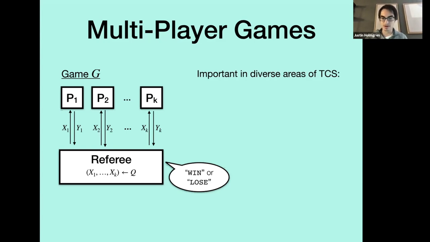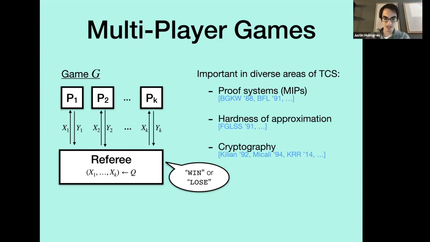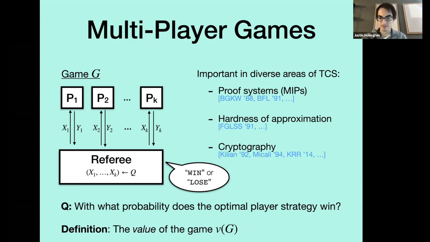These multiplayer games are important in various parts of computer science, which I won't get into. The main question about a multiplayer game is what is the probability with which the players can win if they use the optimal strategy? This is called the value of the game, and it's what you study.